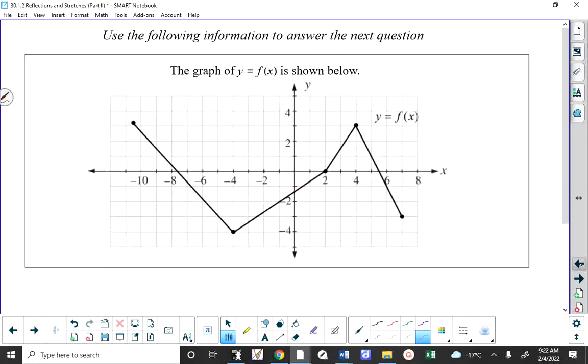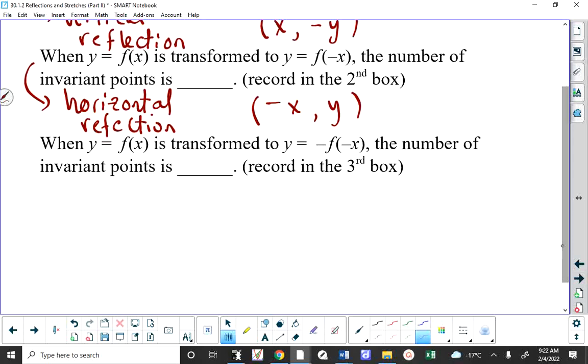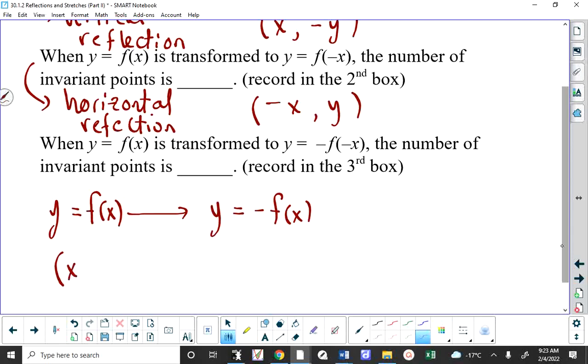We're looking at invariant points. When you look at this, if I were to go from y equals f of x, and this is the one you're asking about, to y equals negative f of x, and I understand that that's not the third one. But if I went from that y equals f of x to y equals negative f of x, the mapping that would happen would be this, correct? Because it's reflected across the x-axis.